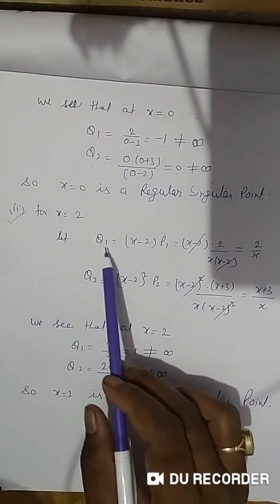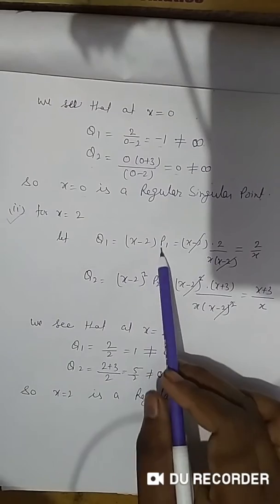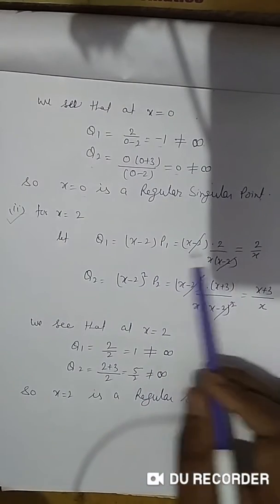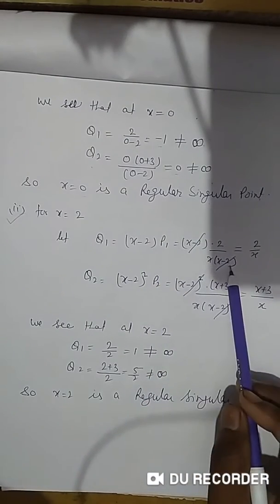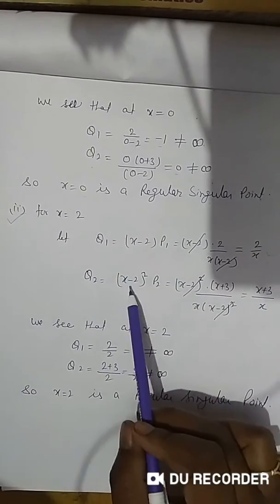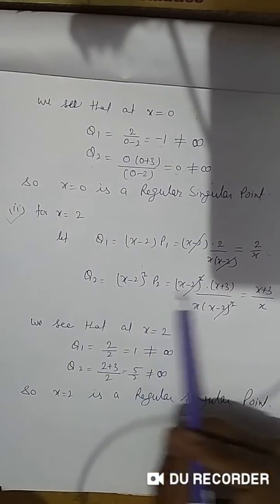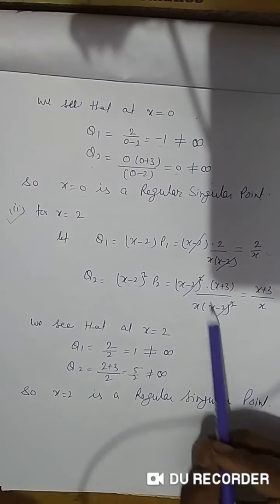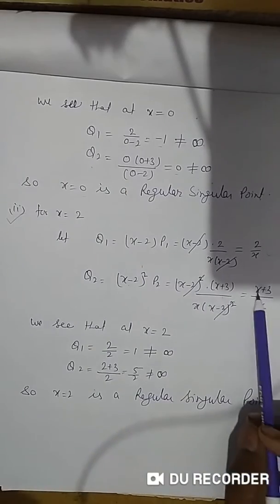Similarly, let's check the singularity at x = 2. Let us again define q1 = (x − 2) p1. What is the value of p1? p1 = 2/(x(x − 2)). This will cancel out, and we get this. Similarly q2 = (x − 2)² p2; putting the value of p2 here, something is cancelled out, so we have (x + 3)/x.